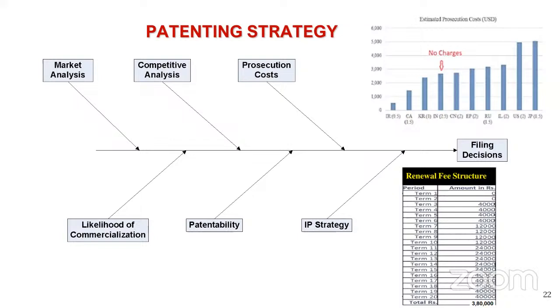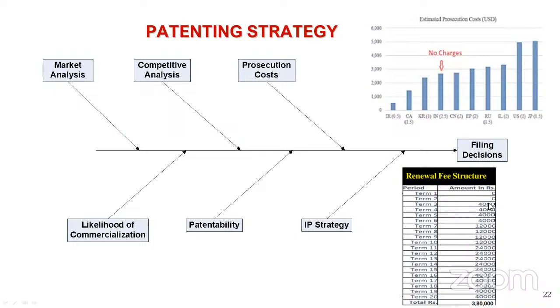In India, you can see, once our patent is granted, then we have to pay the renewal fees, and the renewal fees is 3,80,000 till 20 years. As you can see, we have to pay the renewal fees per year for granted patent applications. So this renewal fees starts from the third year of your granting, from the third year from the date of the first filing.